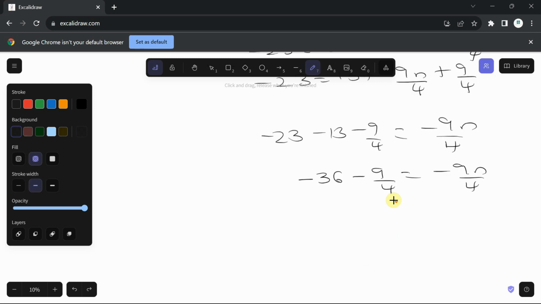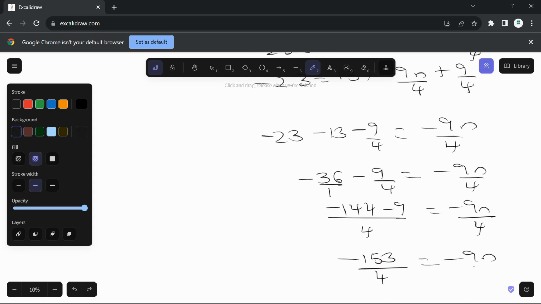So now let's do the subtraction of this whole number and this fraction. The LCM here is 4. Minus 36 is the same as minus 36 over 1, right? So 4 divided by 4 is 1, 4 times 36, if you press your calculator and do 36 times 4, you have the value to be minus 144. Right? 4 divided by 4 is 1, 1 times minus 9 is minus 9. So this is minus 9n over 4. Right? So minus 144 minus 9, if you do that on your calculator, or if you do it manually, this will give you minus 153 over 4 is equal to minus 9n over 4.